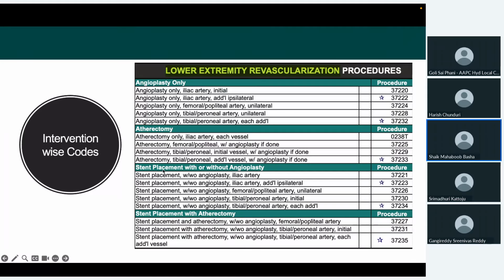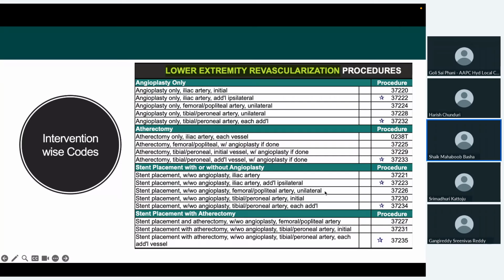Only stent placement. Generally, angioplasty is always considered an inclusive part of stent placement. So whenever the physician performs angioplasty and stent both in the same blood vessel, then code only the stent. That is the reason I mentioned stent placement with or without angioplasty. For iliac artery stent placement, we have code 37221. For an additional blood vessel, we have add-on code 37223.